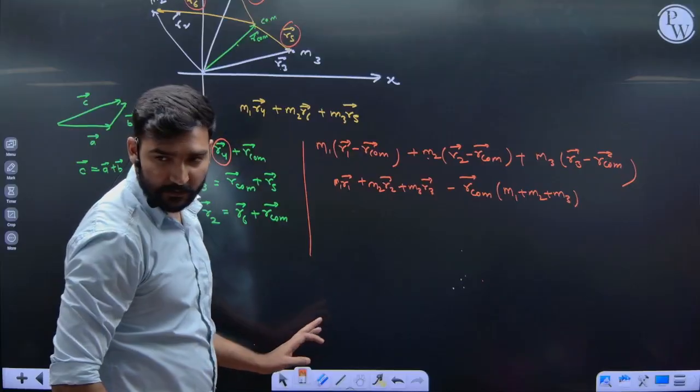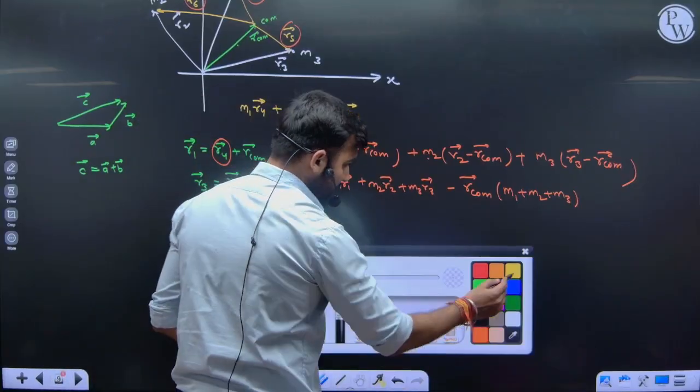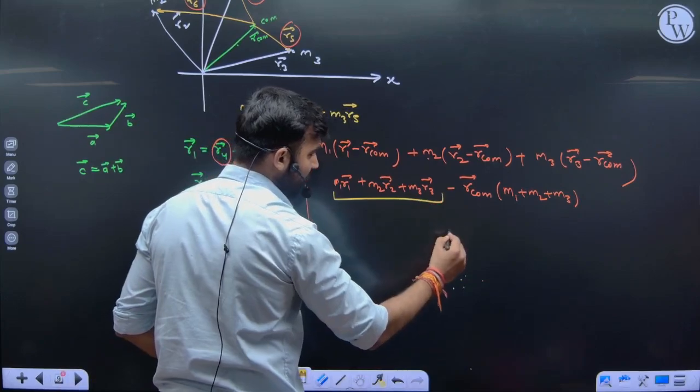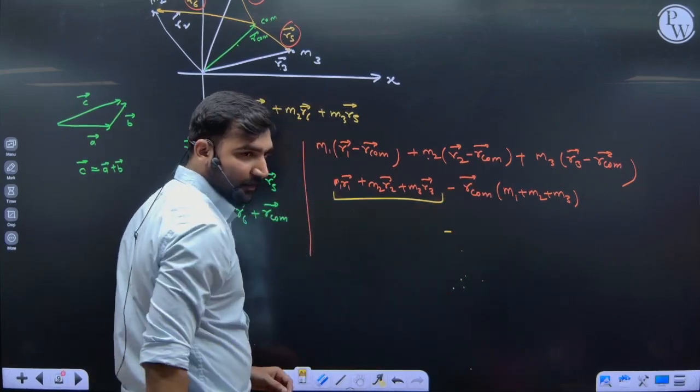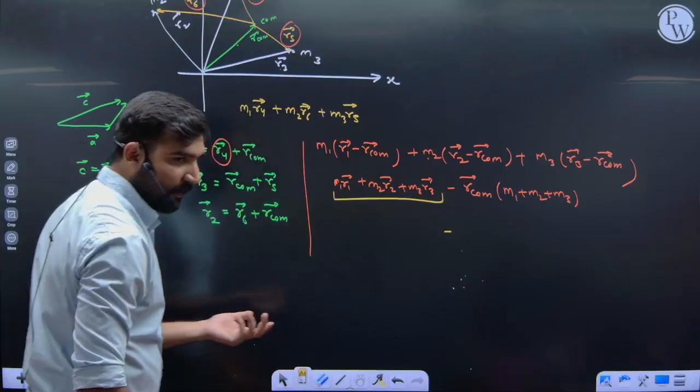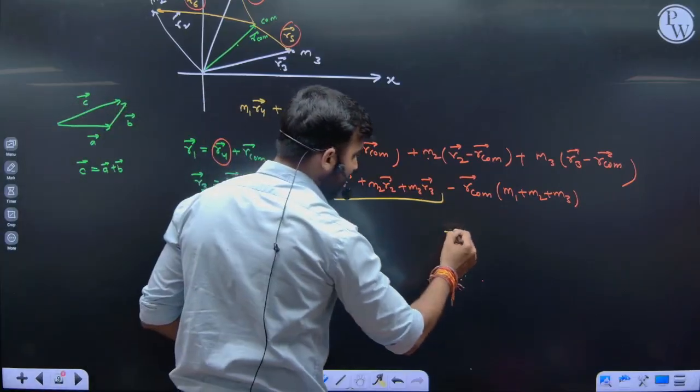Tell me, correct or not up to here? Okay, sir. Now see. Take it like this, minus. You know the position of center of mass. Can you calculate? Sir, we have the formula for position of center of mass. Directly I am writing. Tell me.